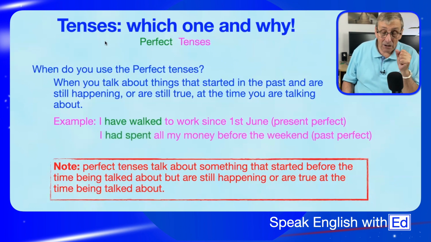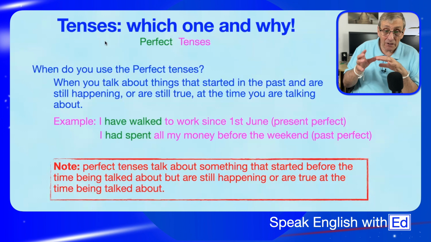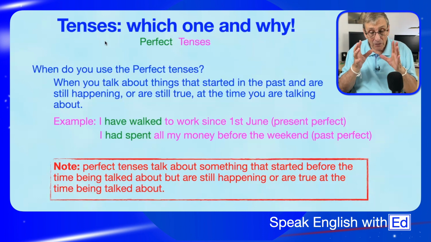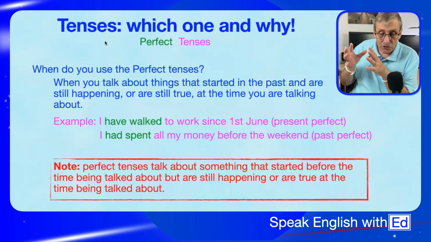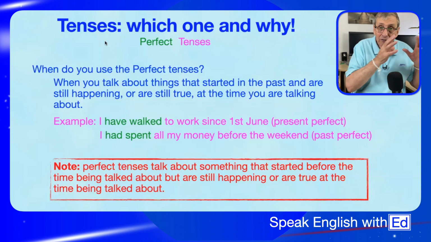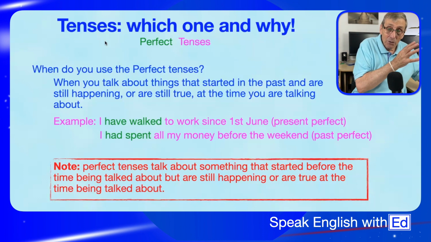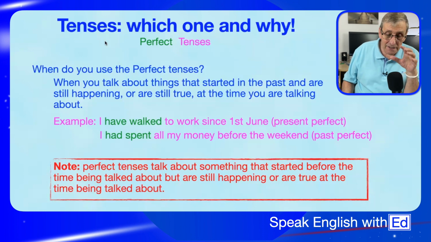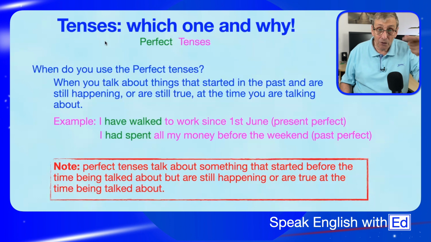I had, now this is going into past perfect, I had spent all my money before the weekend. So we're saying the weekend is the time frame that we're talking about, and you're saying that before then you spent all your money, had, past tense, so it's had spent all my money before the weekend. Make sure that you get the tenses right, use the right form of the verb have.